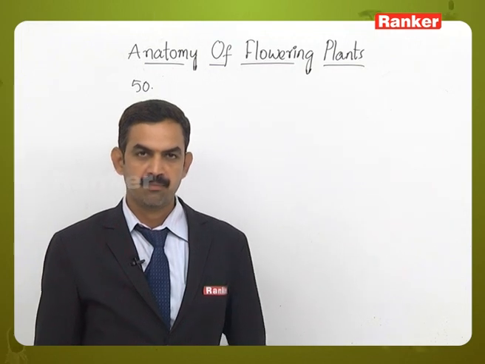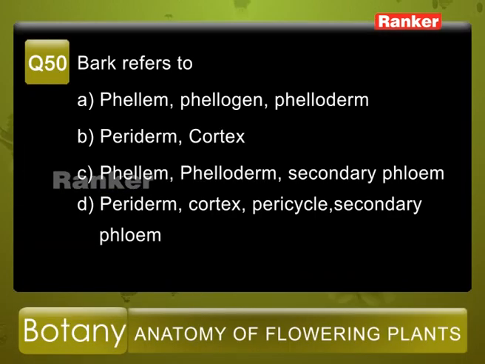Question number 50. Bark refers to the given options: A. Phellem, phellogen and phelloderm. B. Periderm and cortex. C. Phellem, phelloderm and secondary phloem. And D. Periderm, cortex, pericycle and secondary phloem.